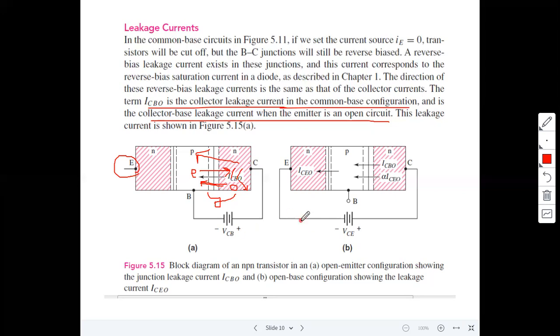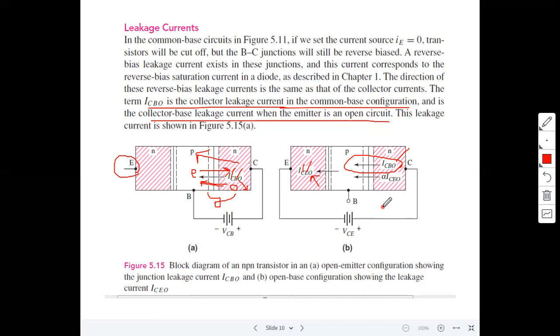And there exists another leakage current, when the base is open. Here we already discussed ICBO, which is used in CB configuration. Now ICEO. It is used in CE configuration. This is a reverse leakage current flowing between which junction here? Collector to emitter when the base is open. What is the remaining terminal here? The remaining terminal is base. Base terminal is open.